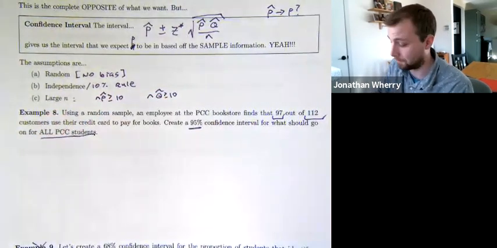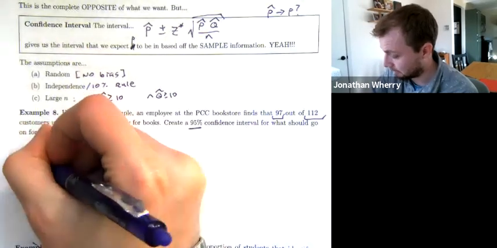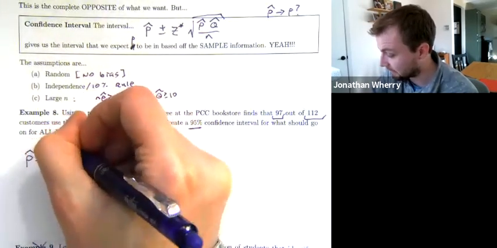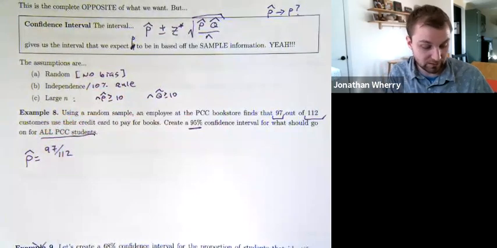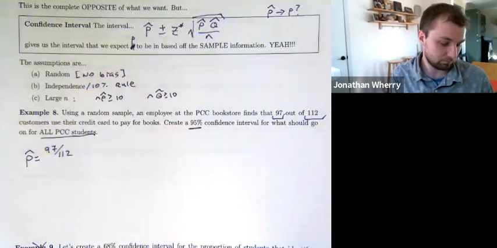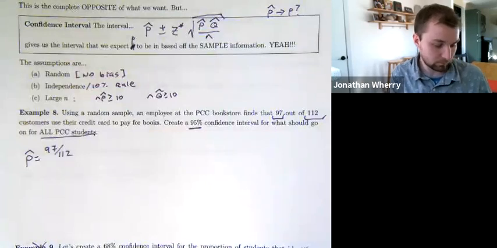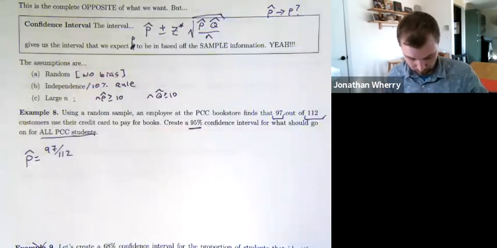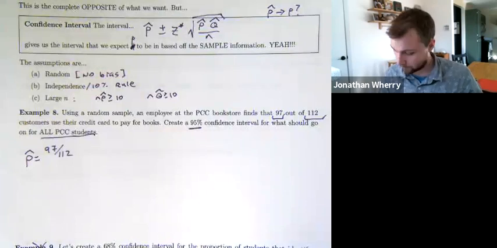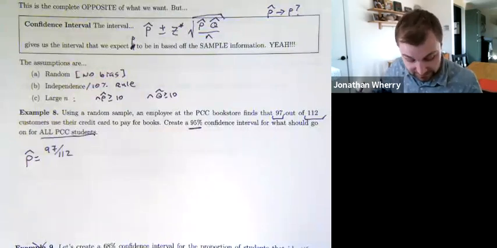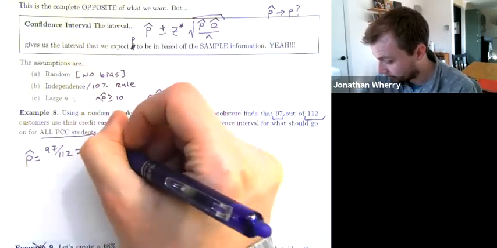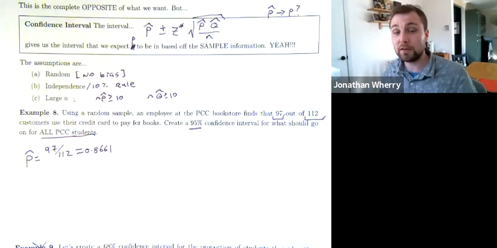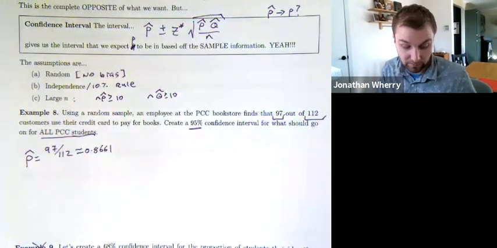Let's list what we know. I start with my success rate. I had 97 successes and 112 trials. I don't know what that number is, so I'm pulling out my calculator here to type that in. I got 0.8661 or so. You can leave it as a fraction if you want to be a little bit more accurate. I might leave mine as a fraction.